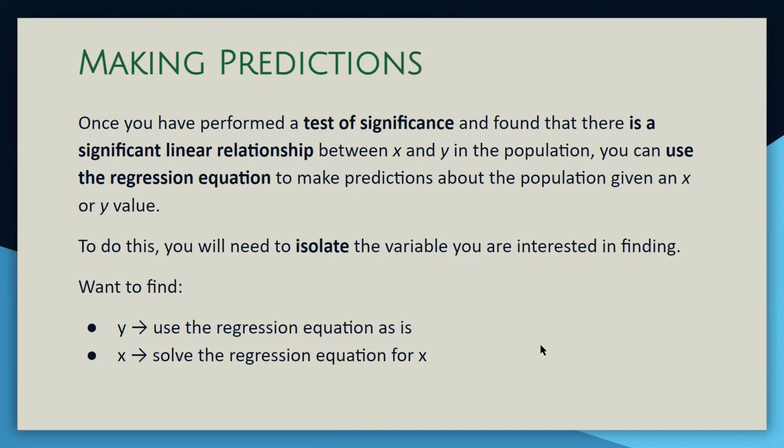To do this, we're going to need to do some algebra. You're going to need to isolate the variable you're interested in finding. So if we're given an X value, we want to find Y, we need to get Y by itself. If we're given a Y value, we want to find X, we need to get X by itself. If you are wanting to find Y, meaning you're given an X value, you just use the regression equation as it is. It's already solved for Y. If you want to find X, meaning you're given a value for Y, you're going to have to do some algebra to solve that equation for X.